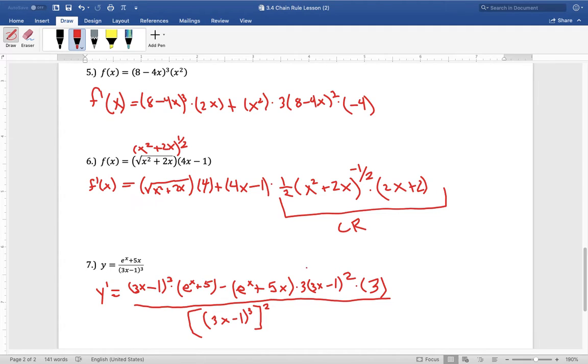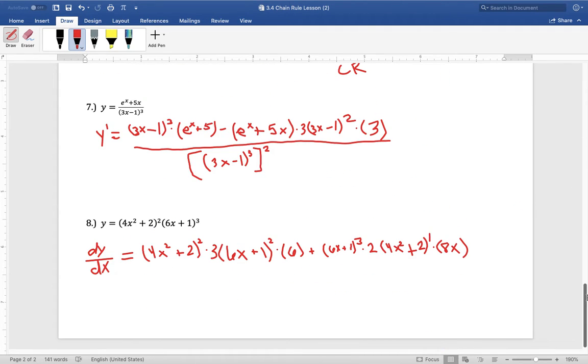Okay. Number 7 is a quotient rule. It's low times d high, e to the x plus 5, minus high, e to the x plus 5x, times d low, which would be 3, leave the inside alone to the second power, times the derivative of the inside, which is 3, all over the bottom squared, and you can leave it just like this.